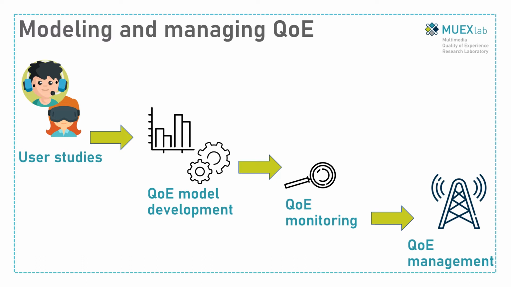Using these models, determining which factors need to be monitored, either in the network, at the end system, or so on, in order to monitor QoE at various timescales, and then, of course, using this information to actually provide solutions for optimizing and controlling QoE in terms of QoE management. So these are the basic steps involved in this process.